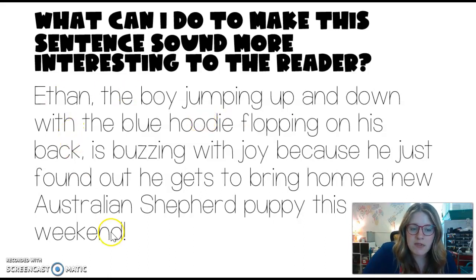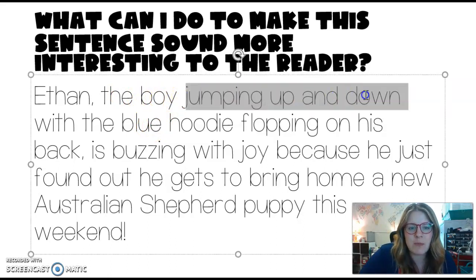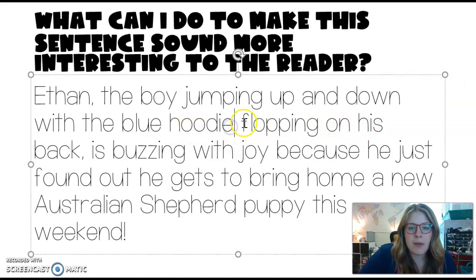So, some of the sensory details that we've added: we kept the part about the blue hoodie, but it's showing us an action. So, he's excited. He's so excited that he's jumping up and down. That's visually showing the reader what the character is doing. The reader's imagining that he's wearing a blue hoodie. It's flopping up and down on his back, which means that he's probably so excited that it looks a little bit silly that he's jumping up and down.